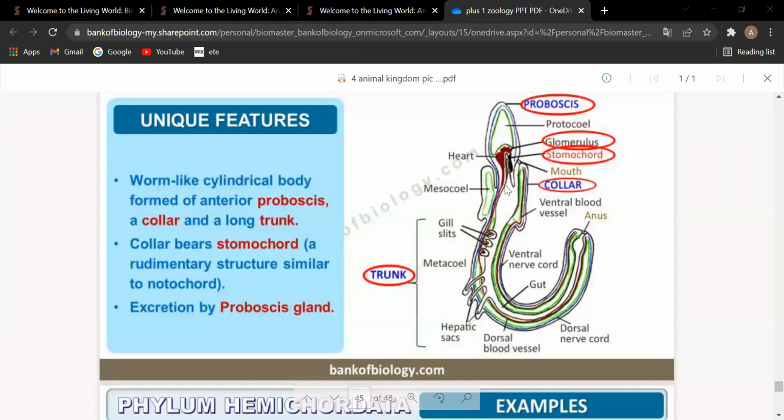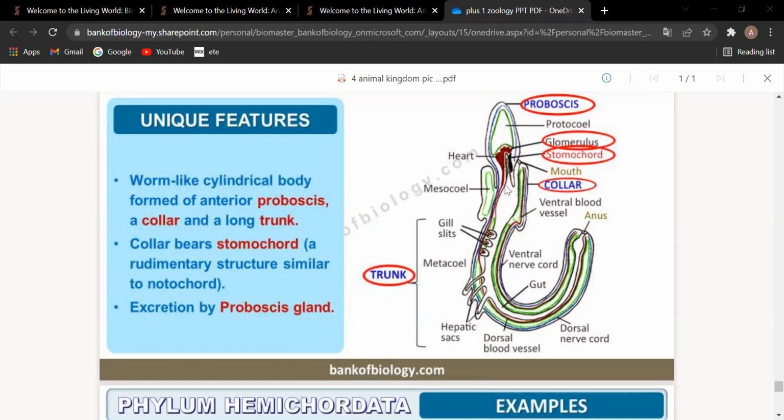Okay. Collar bears stomochord. What is it? It's a rudimentary structure similar to notochord. So like your notochord in chordata, this has a rudimentary notochord-like structure present. It is not a notochord. It is similar to notochord.